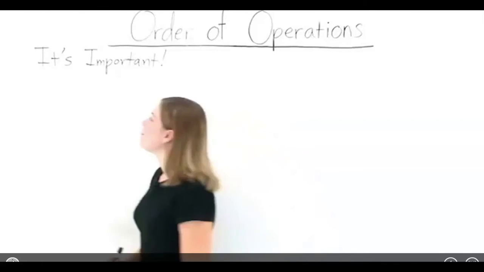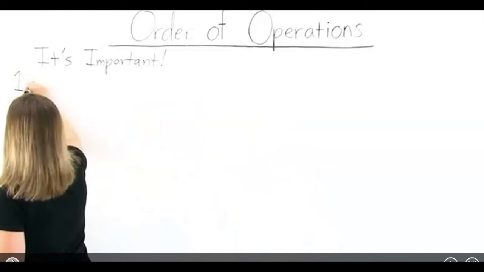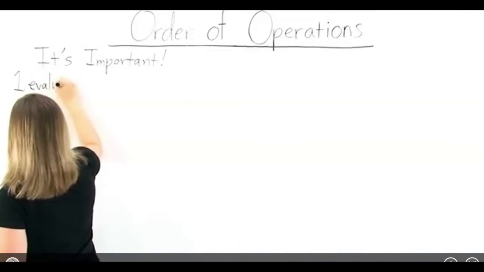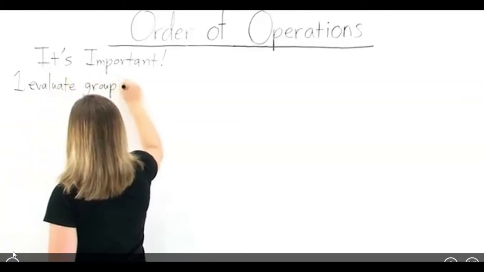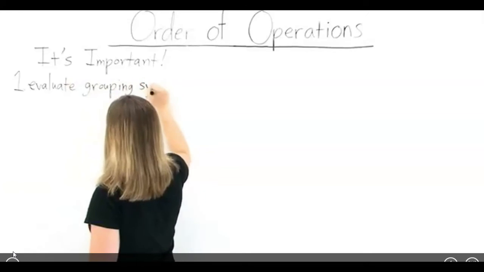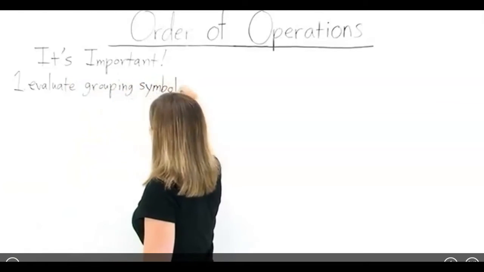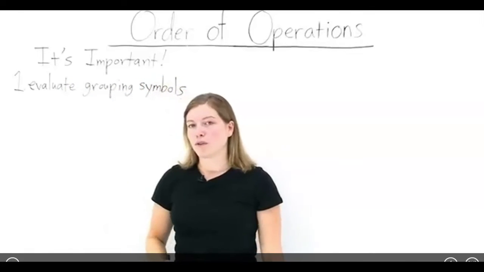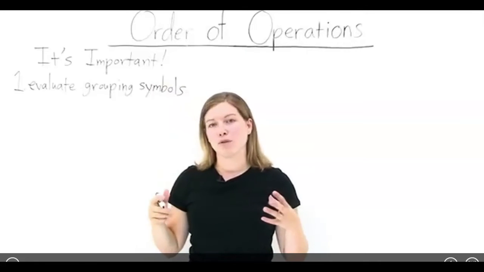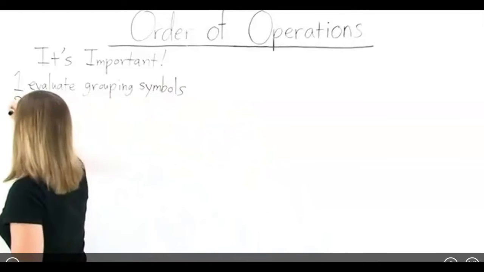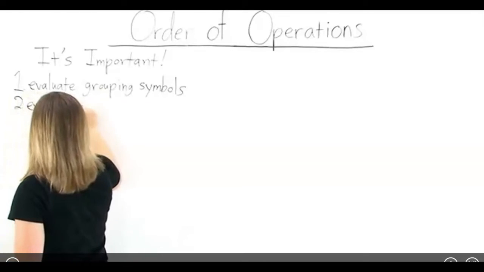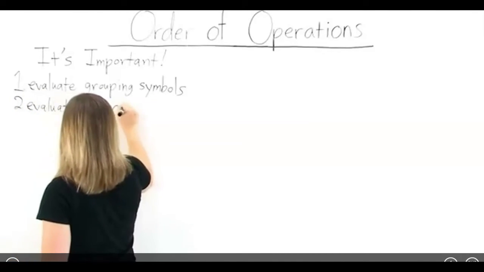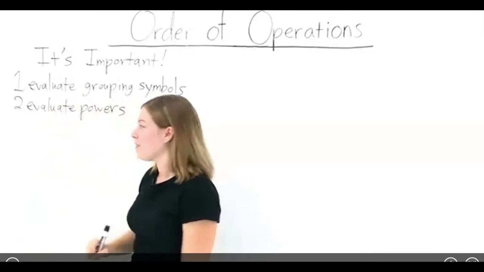So let's learn it. Our first step in the order of operations is to evaluate grouping symbols. Grouping symbols include any brackets, parentheses, or fraction bars you might have. Now you want to make sure to evaluate these grouping symbols from the innermost one to the outermost one. Our second step is to evaluate any powers. So anything that's raised to a power needs to be simplified in step 2.